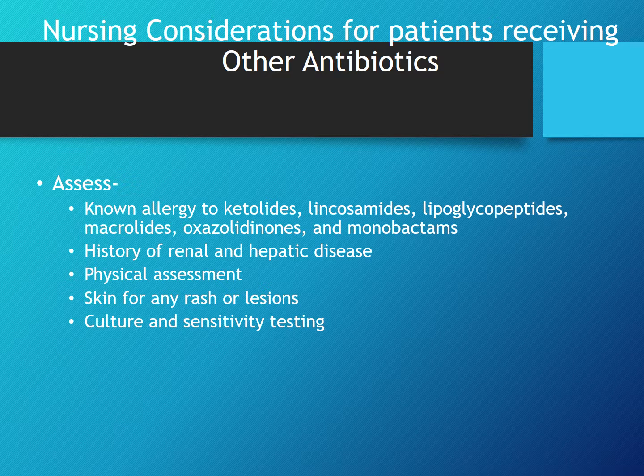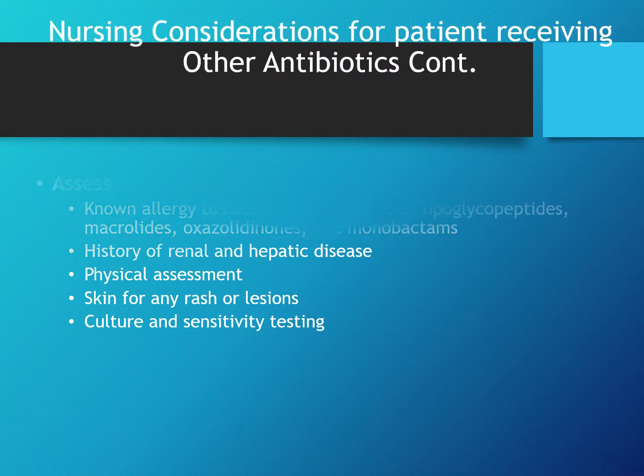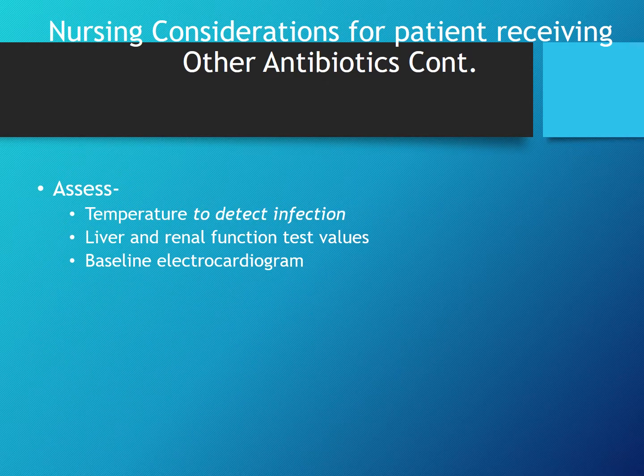So nursing care would include, of course, assessment. We wouldn't want to give if there are known allergies. We're doing cultural sensitivity. We want to look at liver function, kidney function, and where their baseline physical status brings them as well. We would also assess temperature to detect infection. Of course, that doesn't really work with your older adult as well. Liver and kidney function test values, baseline EKGs, to see how they are functioning as well might be something.